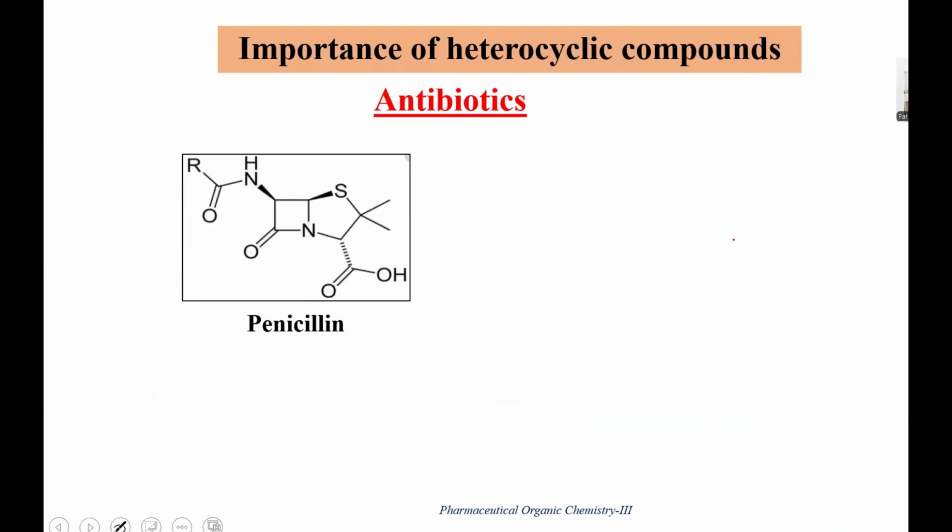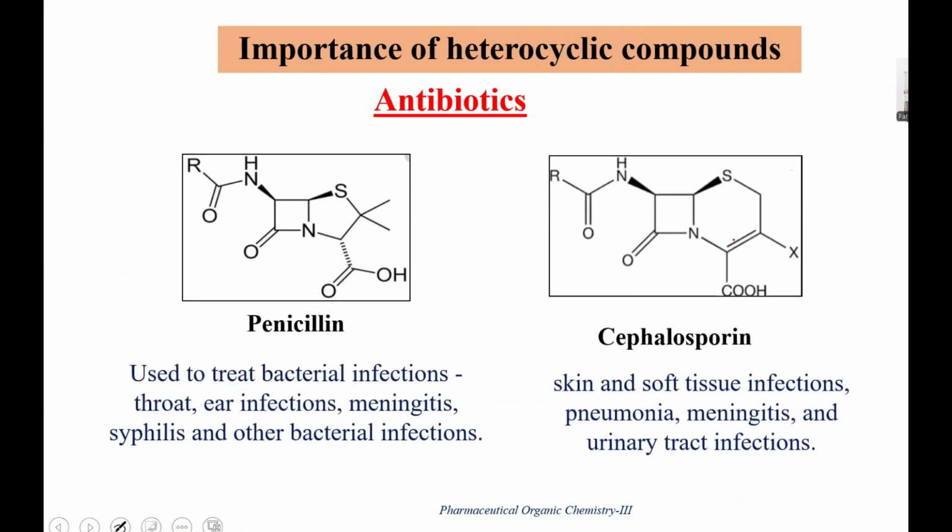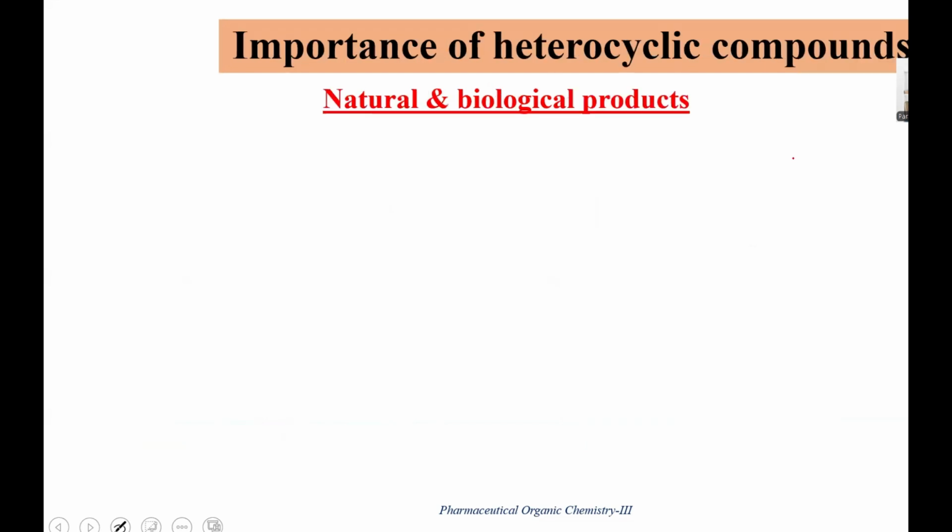Similarly, a few examples for antibiotics. Antibiotics such as penicillin and cephalosporin contain heterocyclic ring systems. You can see in case of penicillin, it consists of a beta-lactam ring which is fused with a thiazolidine ring system, and in case of cephalosporin also it contains a beta-lactam ring which is fused with a 6-membered heterocyclic ring system. Like this, some of the antibiotics also contain heterocyclic ring systems in their structure.